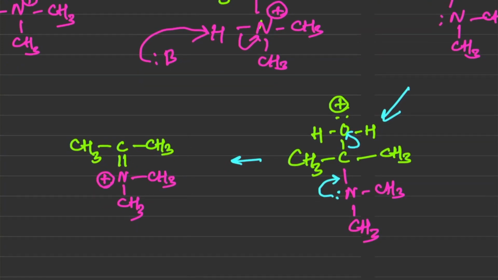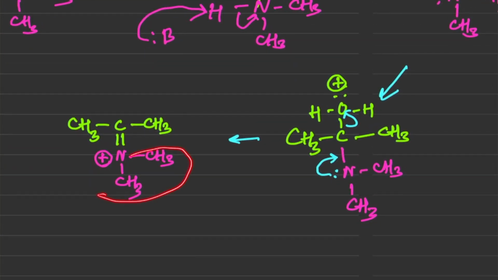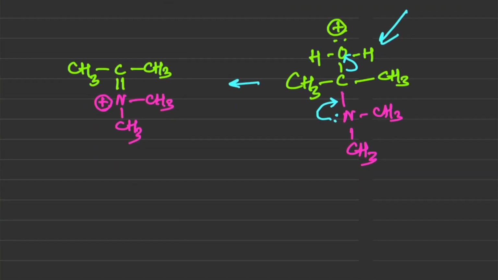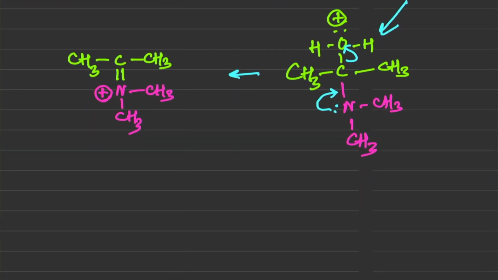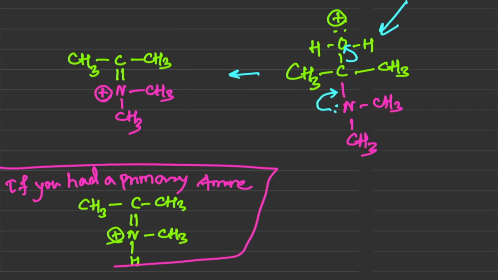Okay, so this is where things differ. This was a secondary amine. If you had a primary amine, I'm going to draw what would have happened. So CH3, C, CH3, double bond N, CH3, H. This is what you would have gotten if you had a primary amine.